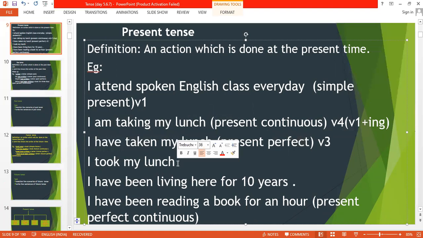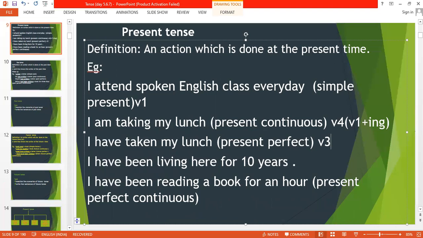Whereas the simple past is not related to this. I took my lunch, which is not related to a present continuous action, whereas present perfect is related to the present continuous. There are two to three scenarios, but the actual scenario is this. As we say present perfect, it means the ongoing action got completed. So in that case, we have to use present perfect. And thus V3 came into existence. This is what the thing is.